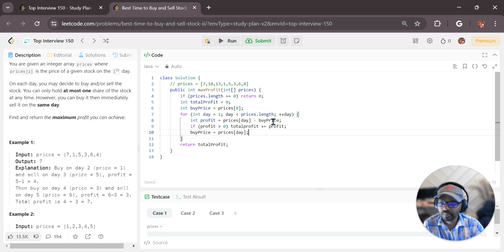Profit is now 13 minus 10, which is 3. Again, profit is greater than 0, and so we add it to total profit. So we are at 6. And then the buy price now becomes 13. Go to the next one.